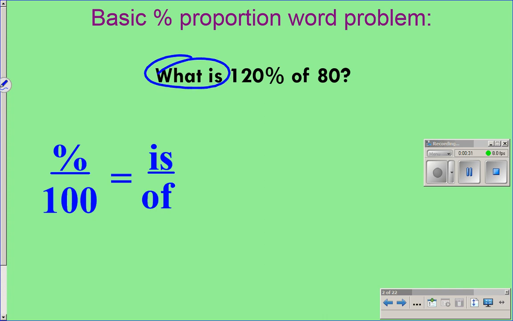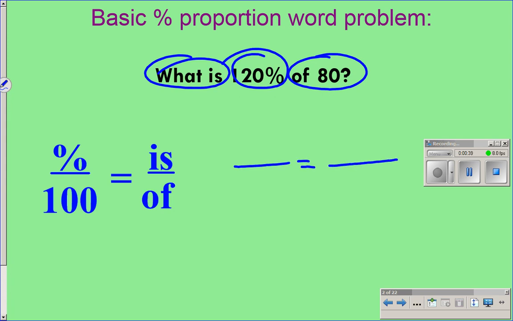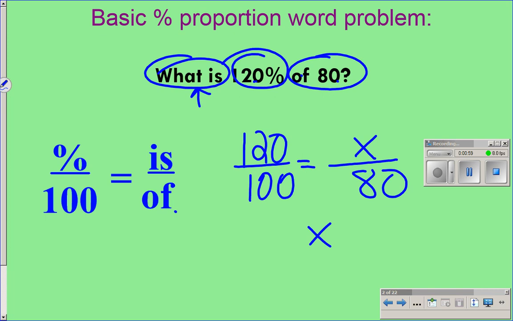What is 120% of 80? And then we just plug it in. With what is, that means we don't know our is. So up here it's a variable. 120 is our percent. Below the percent is always 100, and of is 80. So in the of spot, we're going to put 80. And then we work that out.